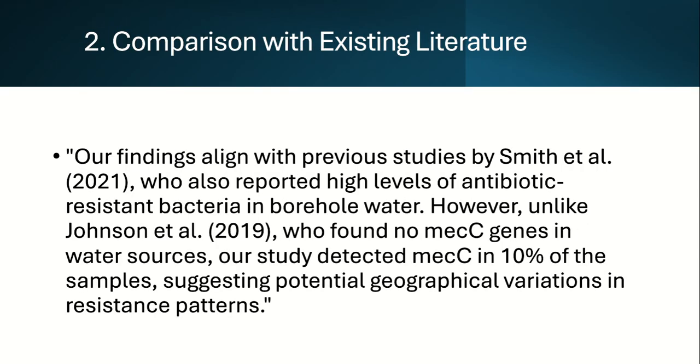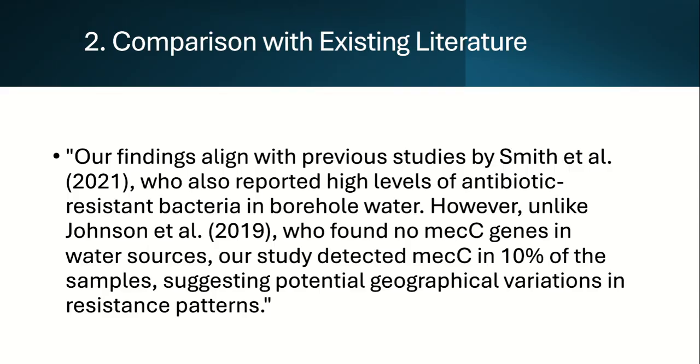Then you have to compare with existing literature. So our findings align with previous studies. Smith et al. in 2021 did similar work. And when you say our findings aligned, that means they also found a high percentage of resistant bacteria in borehole water, but they found no MEC-C genes in water sources. Another study detected MEC-C in 10%. So 50% had the MEC-A gene, 10% had the MEC-C gene. But what Johnson et al. did in 2021, they did not find.